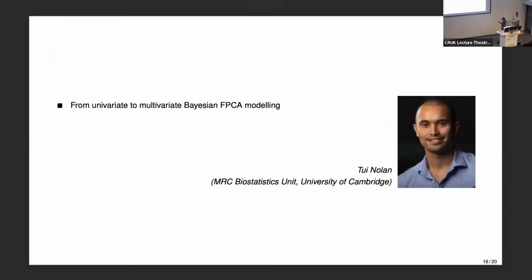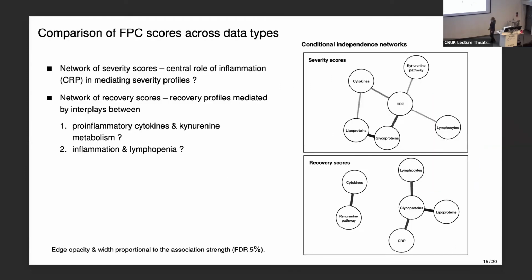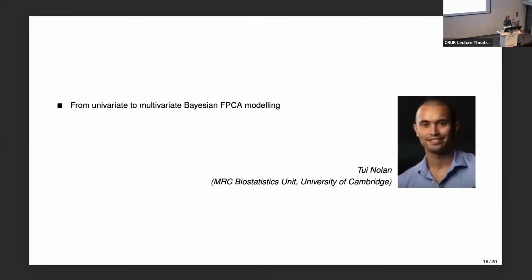Okay, so the results I showed you here were again obtained with a frequentist multivariate FPCA approach. And this is where, with TUI, we thought it would be good to propose something for Bayesian multivariate FPCA, right? And this is a very small part, so I will finish quickly.